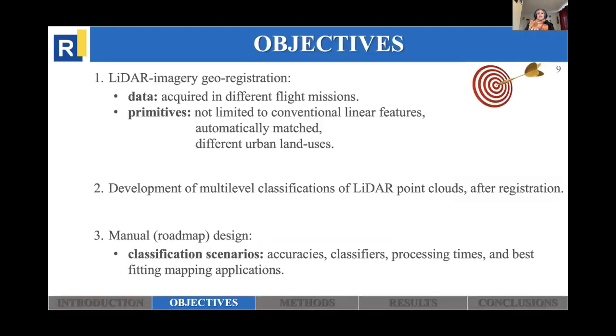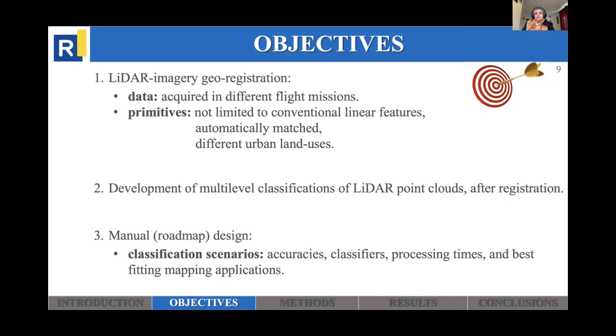So the objectives of the research are, number one, to integrate LiDAR and imagery data, for the first step by geo-registration, using data that are acquired in different flight missions, and by extracting control primitives that are not limited to conventional or traditional linear features, that are automatically matched, not manually, and that can accommodate different urban land uses. Second, the development of multi-level classification of LiDAR point clouds after being registered to the 2D datasets.